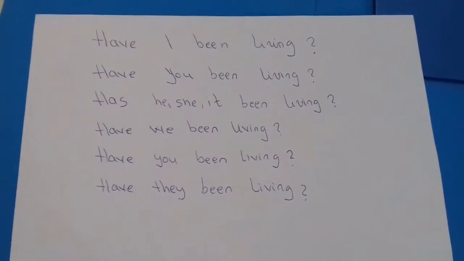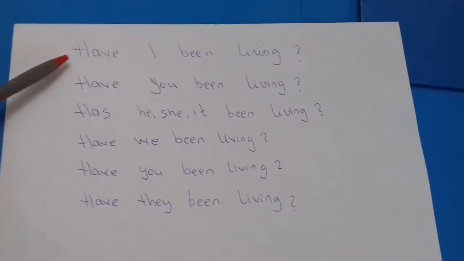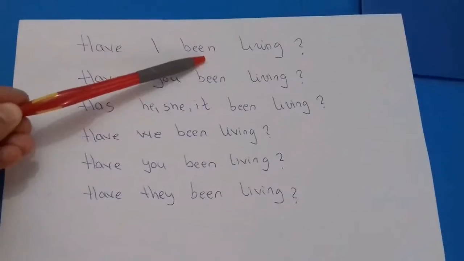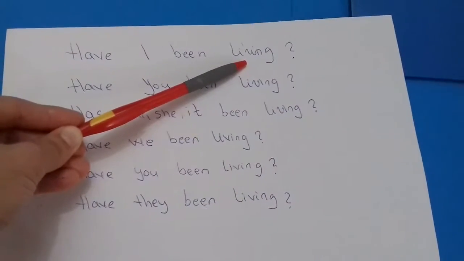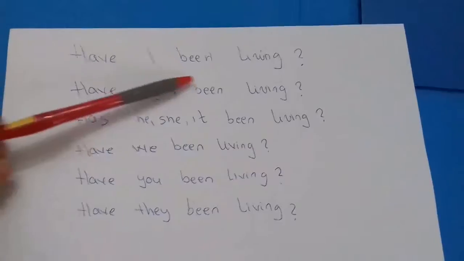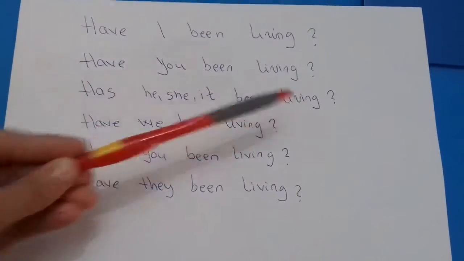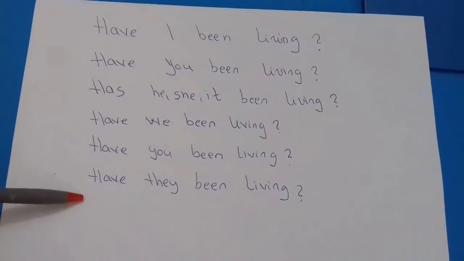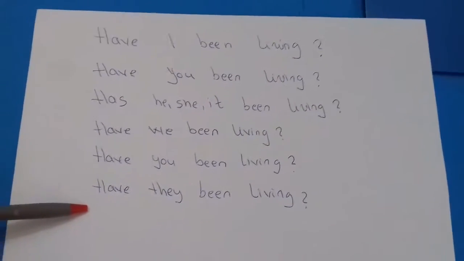Question form in the present perfect continuous tense. So what we have here is a structure that has been changed. How? We have have, plus the subject, plus been, plus the base plus ing form. So, have I been living? Have you been living? Has he, she, it been living for the third person in singular? And have we been living? Have you been living? And have they been living for the third person in plural?